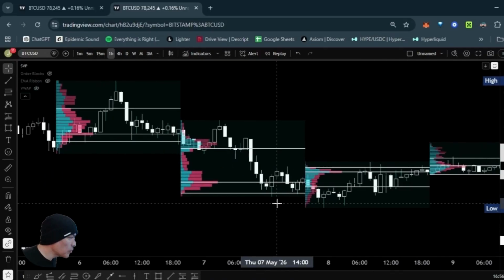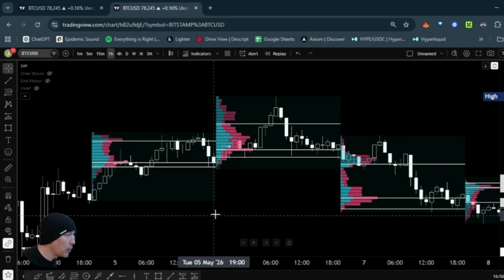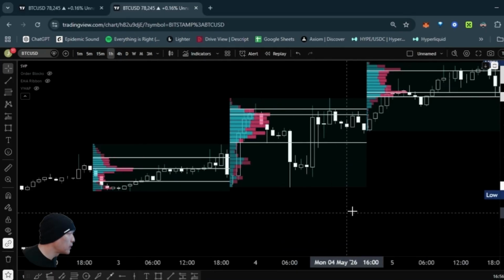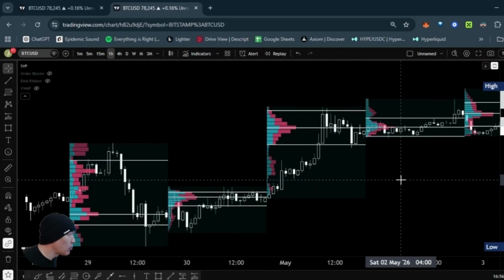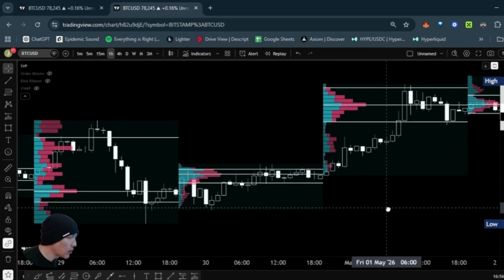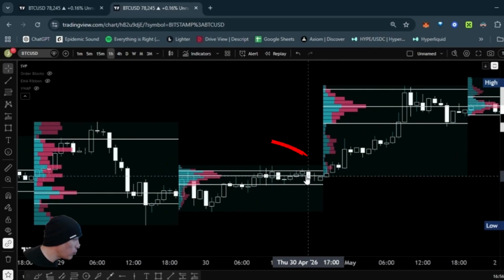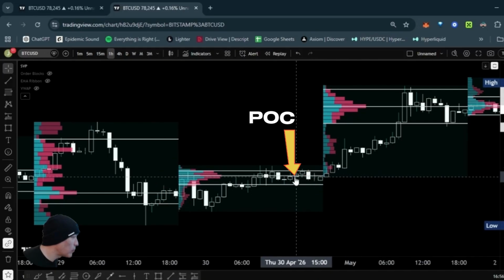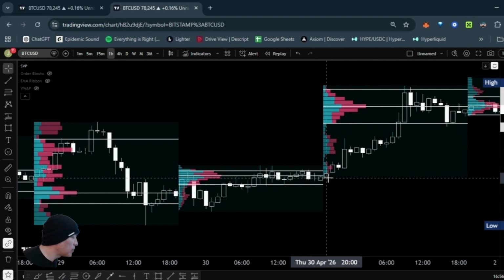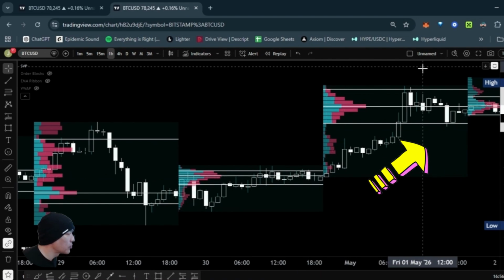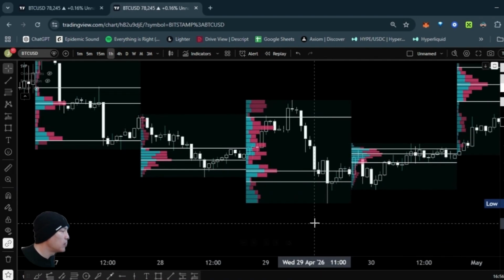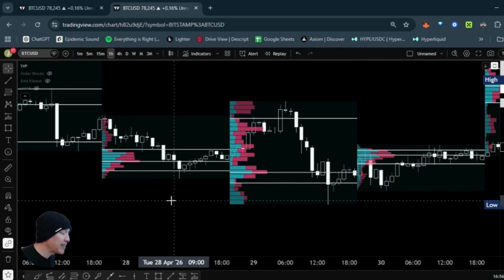Let's keep going. Let's do a clean one. Let's try and find a bigger move. Let's see if we can find one more to prove this point and knock it home. So here's another one. Prior day, prior session, you have the point of control, which is the midline. And price on the next session came in, tapped it barely, and just rocketed straight up. So you can see how this happens over and over, and it's very consistent, guys.